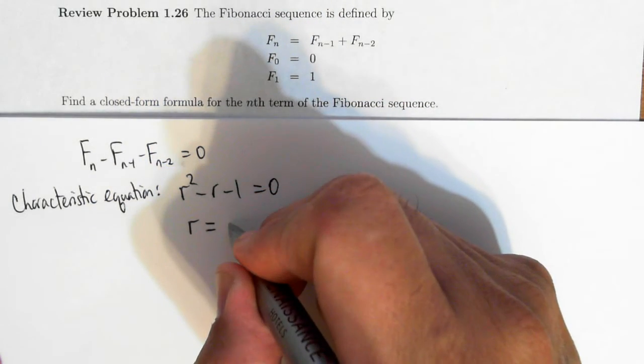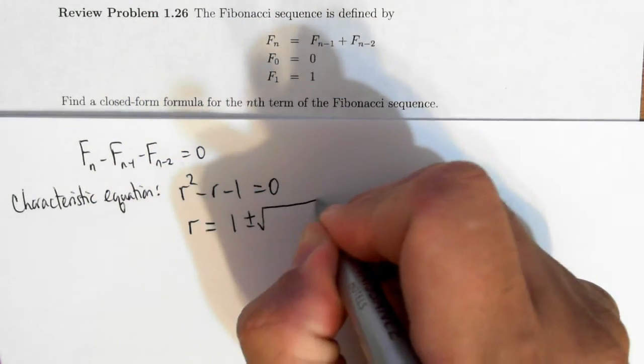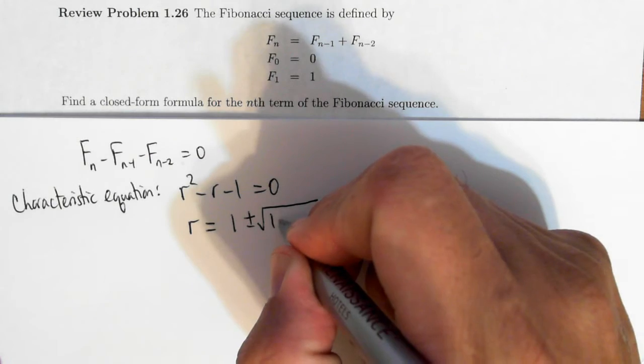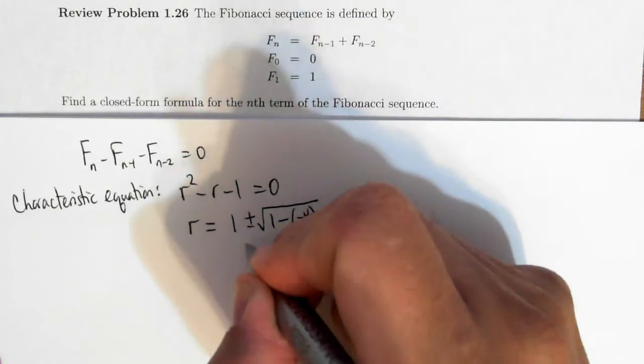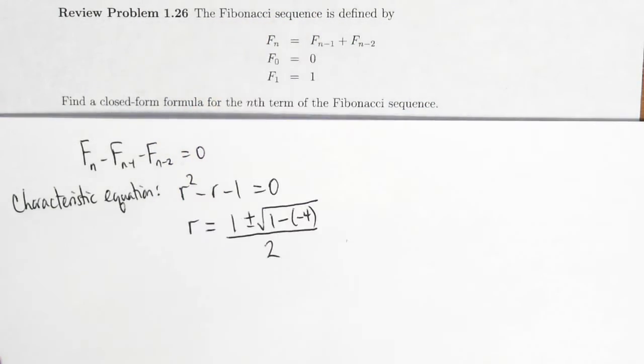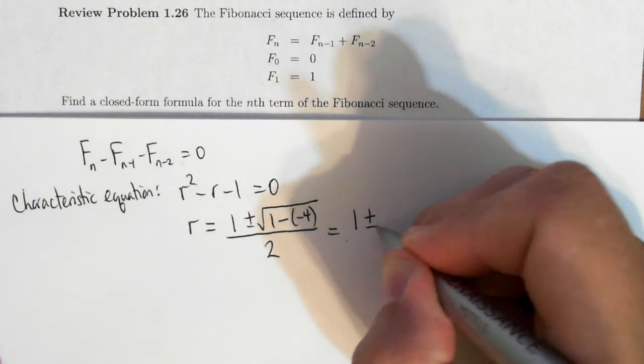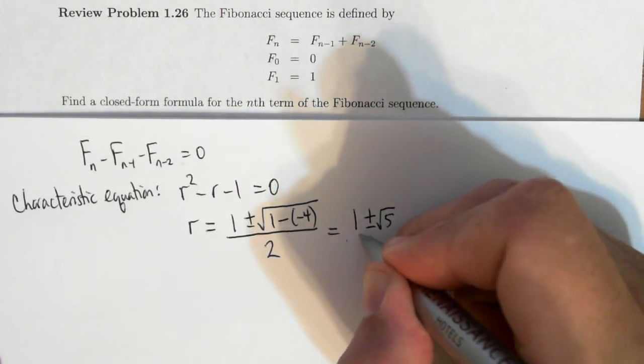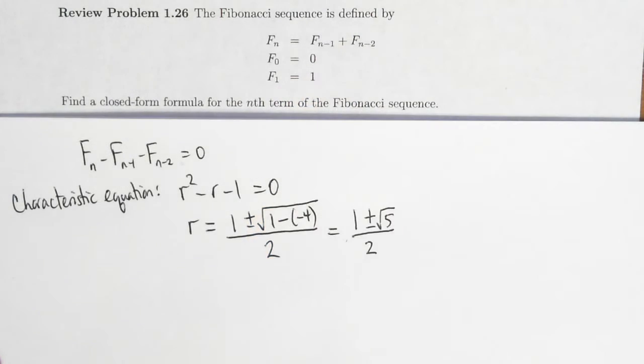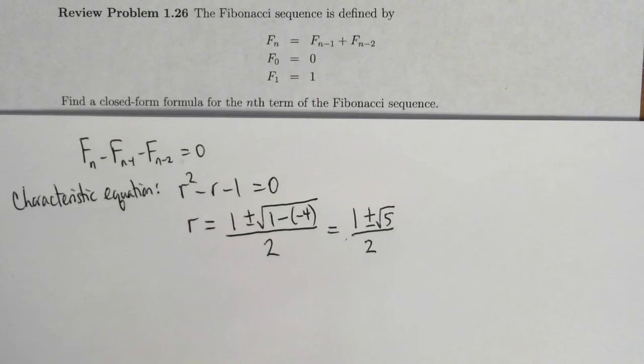So r is equal to negative b plus or minus square root of b squared minus 4ac all divided by 2a. And so our two solutions are 1 plus square root of 5 over 2 and 1 minus square root of 5 over 2. And the positive one, 1 plus square root of 5 over 2, is called the golden ratio.